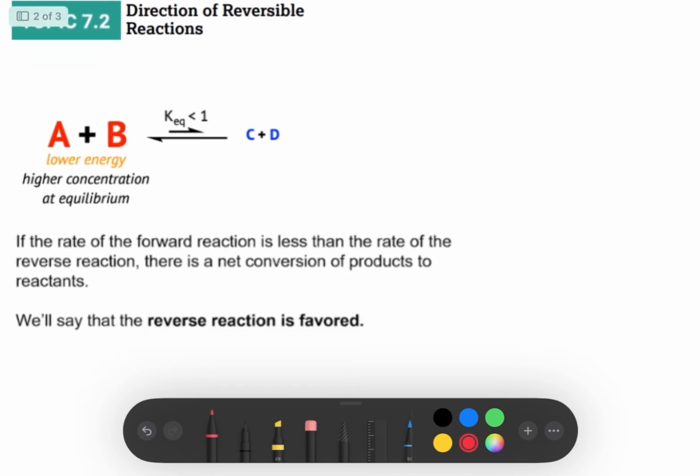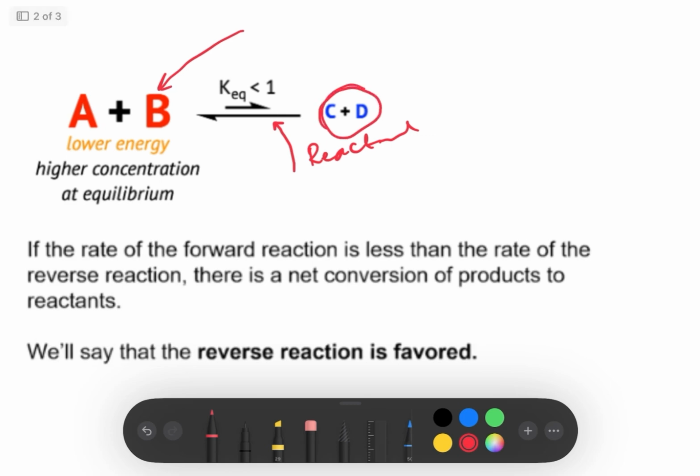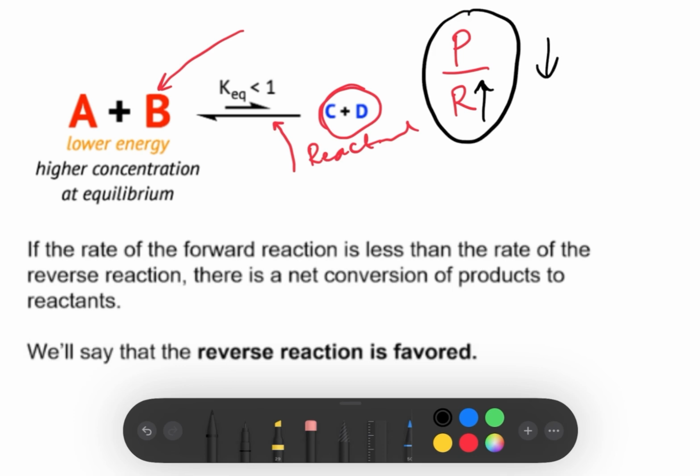The next case represents that we have a longer arrow that shifts towards the reactants. And that means that the reactants here are produced at a higher rate than the products. So in other words, the ratio of the products to the reactants, since we have more reactants, will be lower.